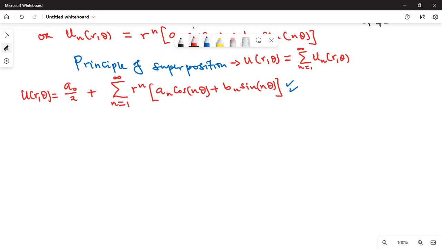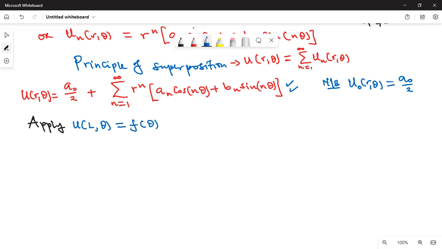Remember what we are saying is that you need to take note that u, when n is 0, as a function of r and theta, is the same as a naught over 2. So that when n is 1 to infinity, we have that summation. That's very important. So let's apply the other condition. What was it? It was u of L theta, when r is L, is equal to f of theta.